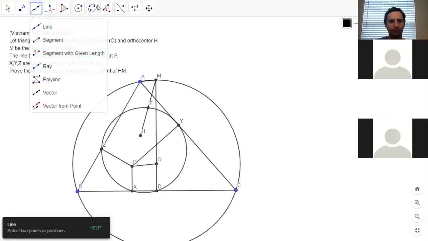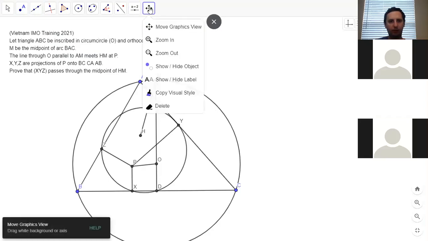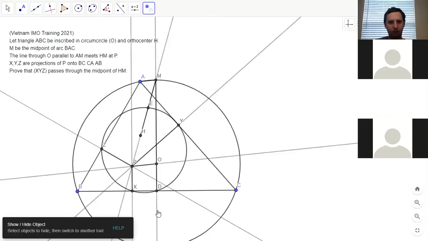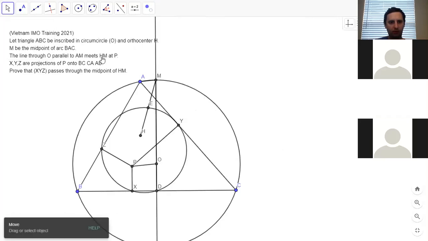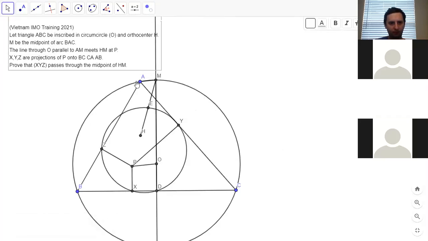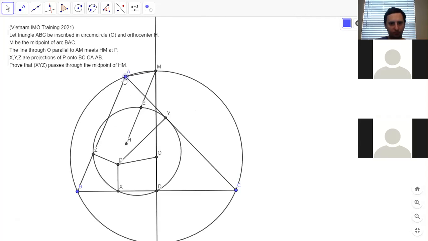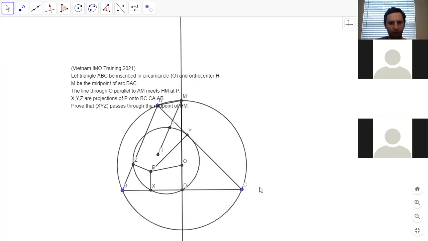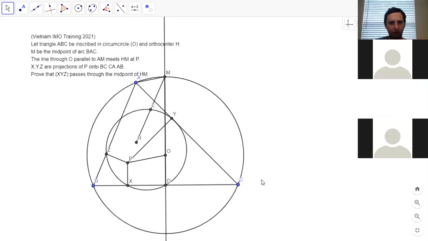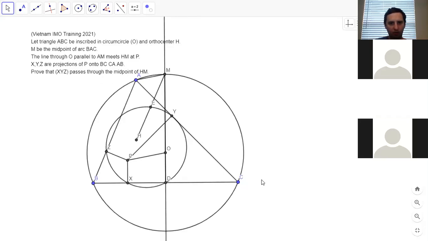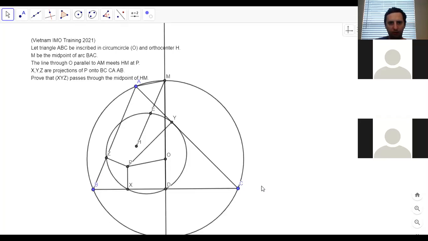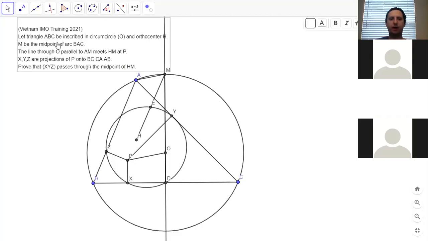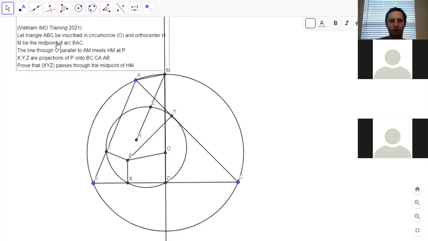Let me see how I should do this. Actually, let me draw the midpoint of arc BC, because what I'm going to do, let me shrink the diagram a little bit. E and D also lie on the nine-point circle. Oh yes, by homothety. So E and D do lie on the nine-point circle. That's true.